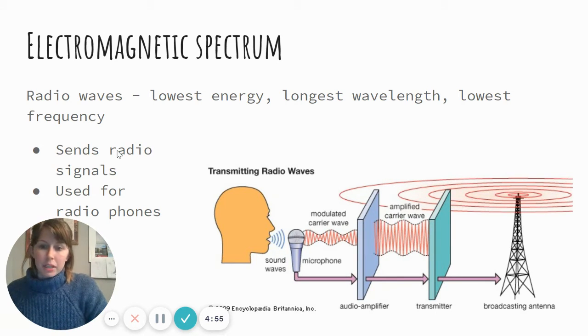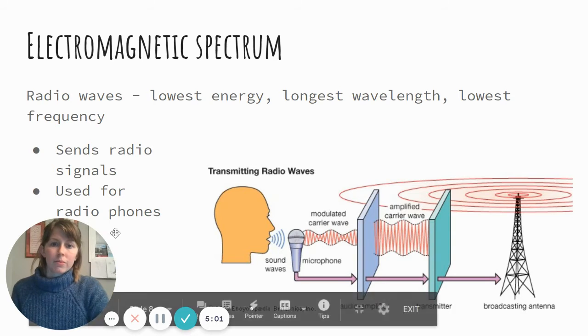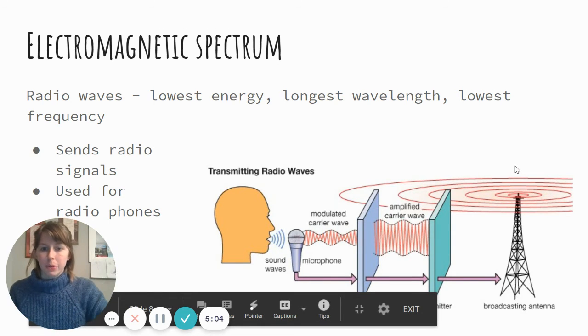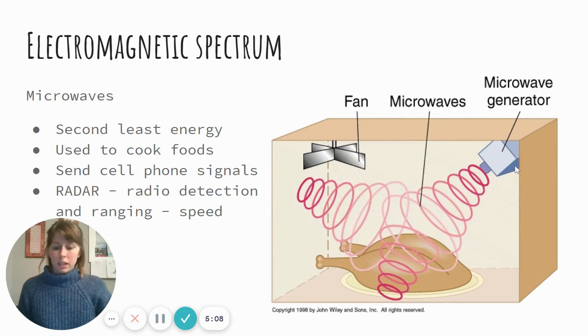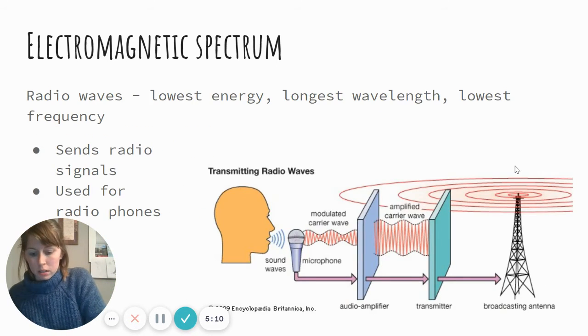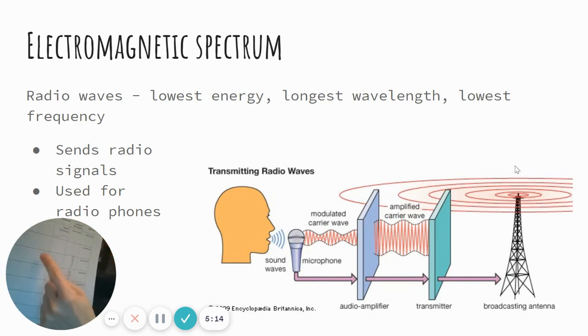What are some examples or uses? Send radio signals. They're used for radio phones. Some people have those. And there's a lot more to this, but I'm just giving you kind of the basics. All right. So actually, what I did is I just drew a very long wavelength wave here.